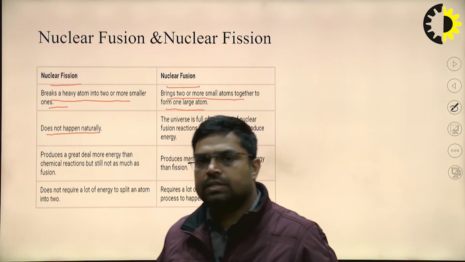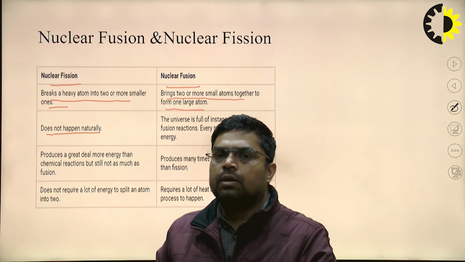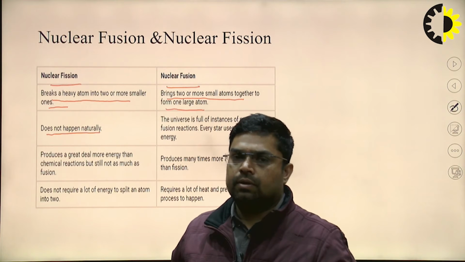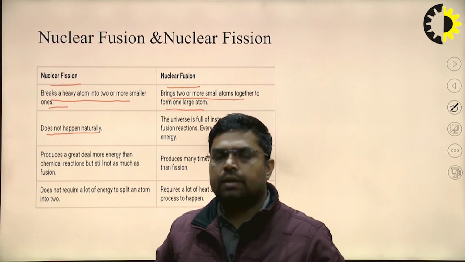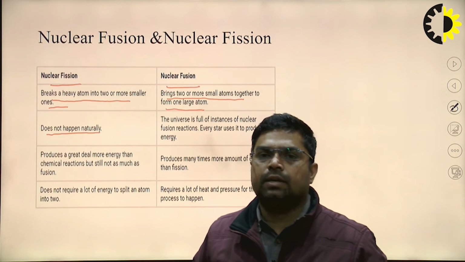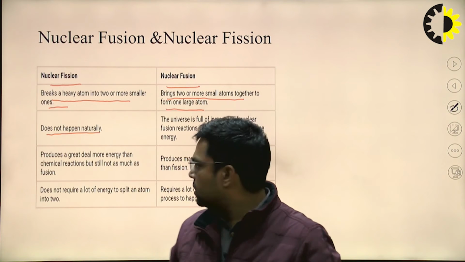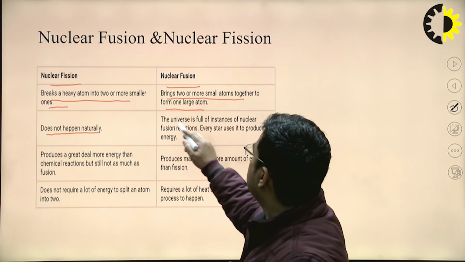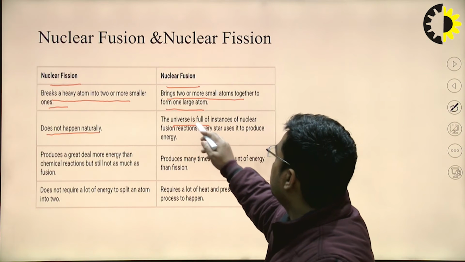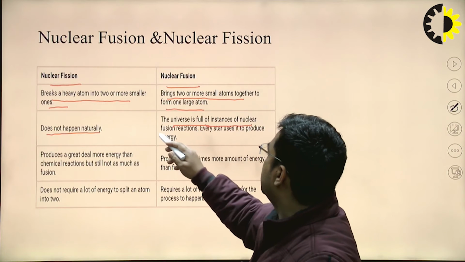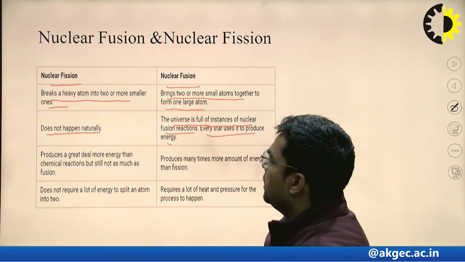A chain reaction is basically a small moving neutron that we strike at the uranium or nuclear material to break it into smaller ones, and through this process a large amount of heat is generated. In the case of nuclear fusion, this is a natural process, and the universe is full of instances of nuclear fusion reactions. Every star uses it to produce energy.